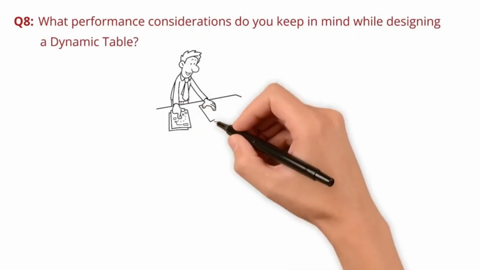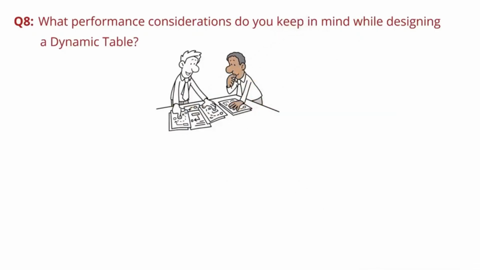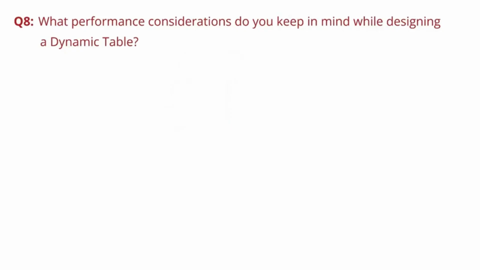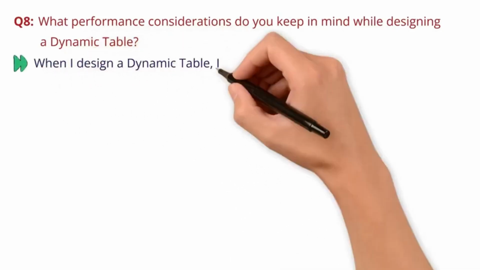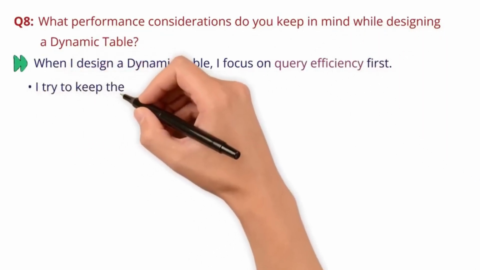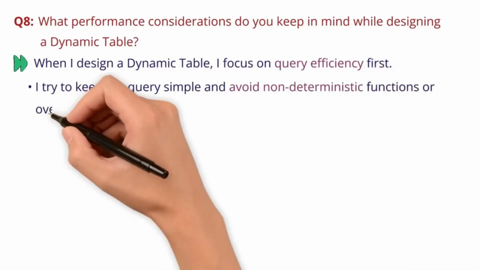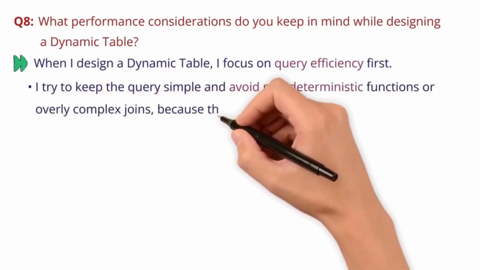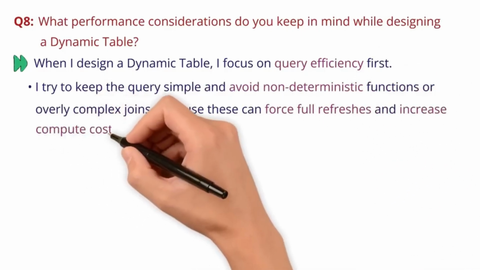Next up, what performance considerations do you keep in mind while designing a dynamic table? This question goes deeper into design thinking, whether you build tables with cost efficiency and incremental eligibility in mind. Here is my answer. When I design a dynamic table, I focus on query efficiency first. I try to keep the query simple and avoid non-deterministic functions or overly complex joins, because these can force full refreshes and increase compute costs.